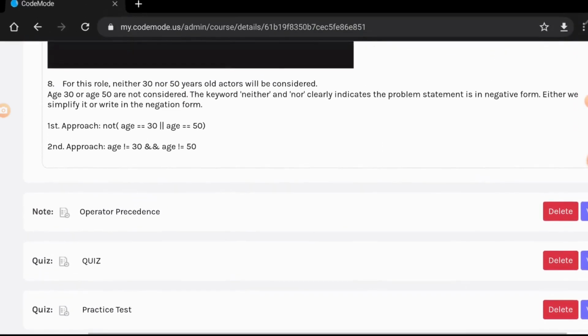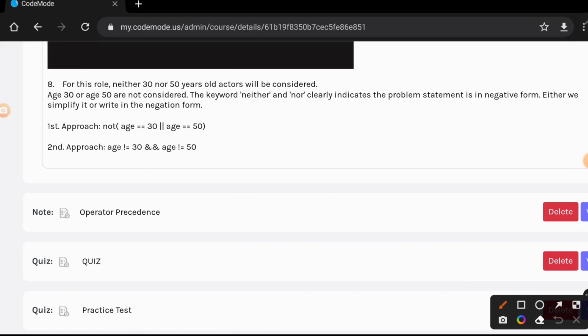Next one, we are talking about age for this role. Age for this role: neither 30 nor 50-year-old actors will be considered. The words neither and nor indicate clearly that it is in the negative form. Neither nor. We can either use it as it is or we can convert. So let's first use the negation, the not operator. We'll say, let's say, age equal to 30 or age equal to 50. These two are not considered.